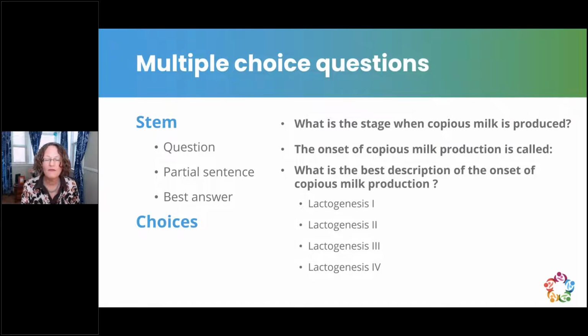The stem of the item can be phrased as a question, a partial sentence, or a best choice. In this example on the slide, the stem is about the onset of copious milk production. It can be phrased as a question: what is the stage when copious milk is produced? A partial sentence: the onset of copious milk production is called, or a best choice question: what is the best description of the onset of copious milk production? They're all asking about the same concept, just in different forms. And the choices in this example are lactogenesis 1, 2, 3, or 4.